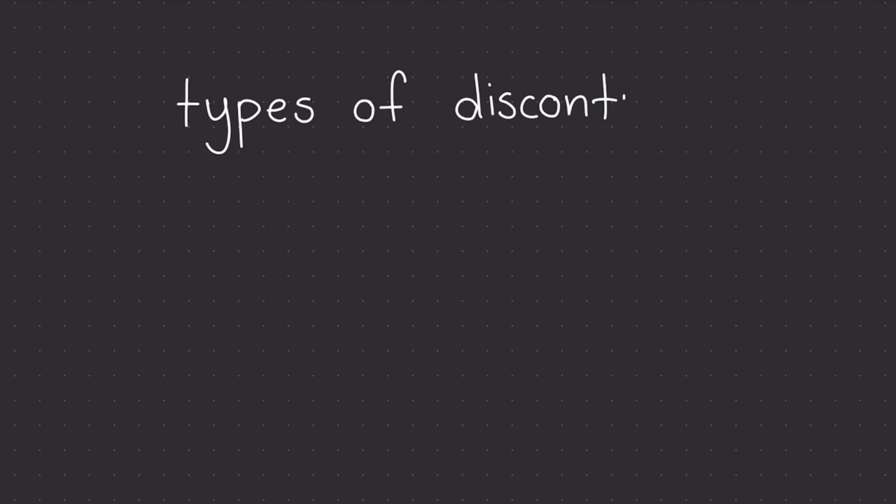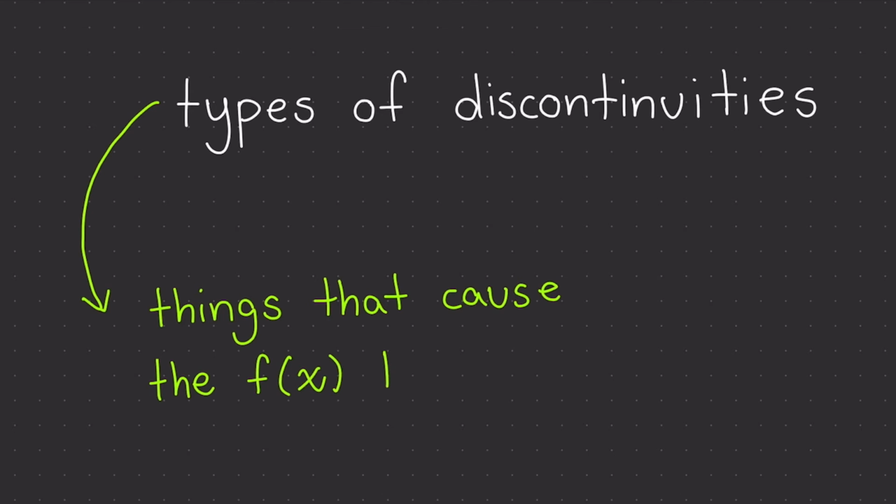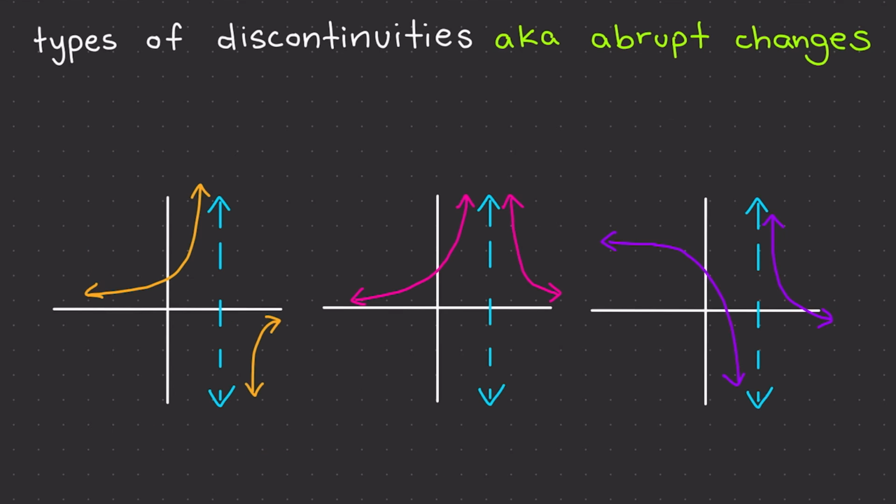Now moving on to the final part of the video where I'll explain the different types of discontinuities. Discontinuities are essentially things that make the function not continuous. They do this by causing an abrupt change in the function value. The first type of discontinuity is an infinite discontinuity. This occurs where one or both of the one-sided limits goes towards infinity. So it goes up or it goes down.